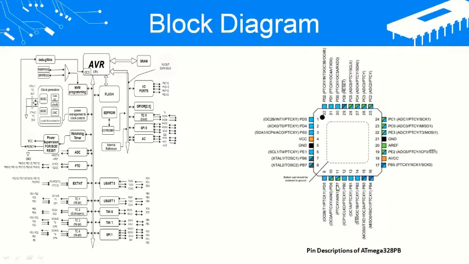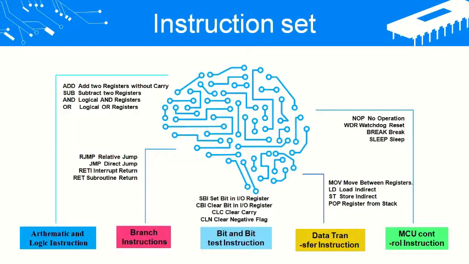Now coming to the description of ATmega328PB. Some of the pins are VCC, ground, port B, port C, port D, AREF and other things. Coming to our next section, that is the instruction set.